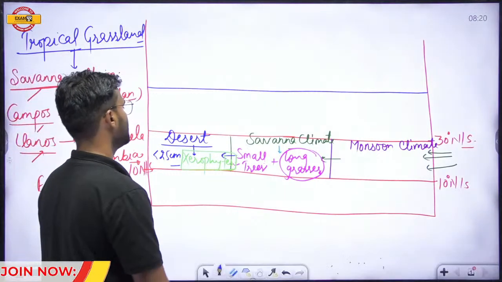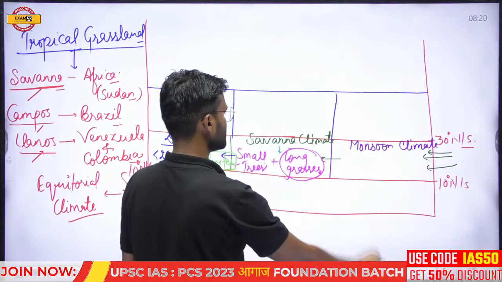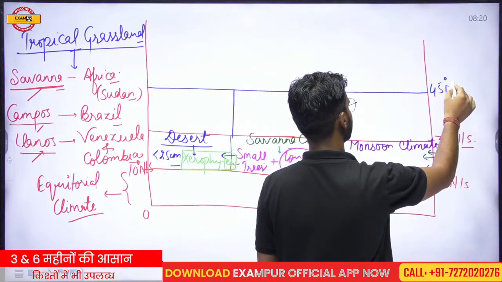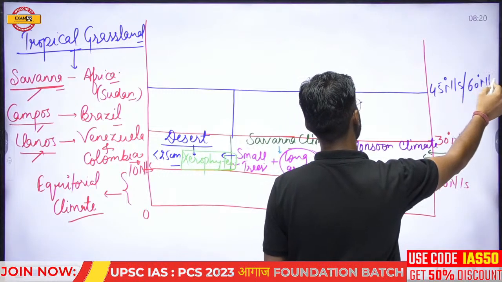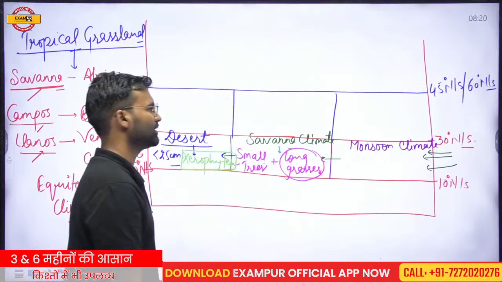ठीक है, अब इसके बाद में ये जो रीजन है approximate 30 to 45, somewhere it is written as the 45 and somewhere it is written as the 60. So don't be confused in this fact.